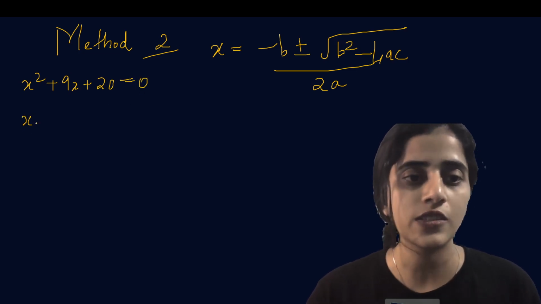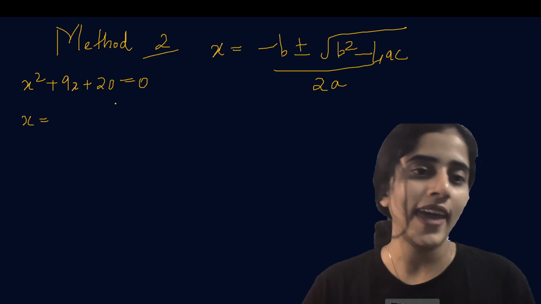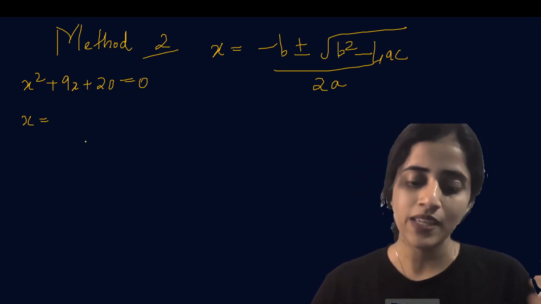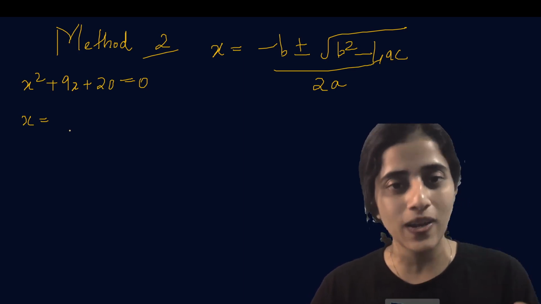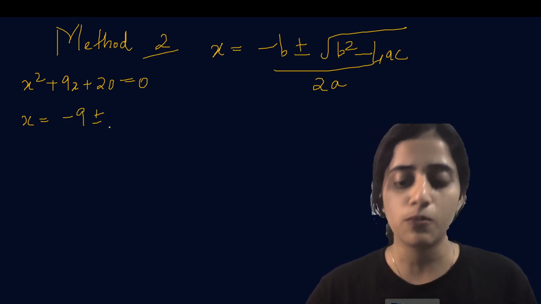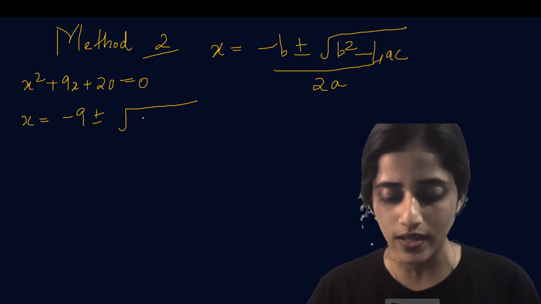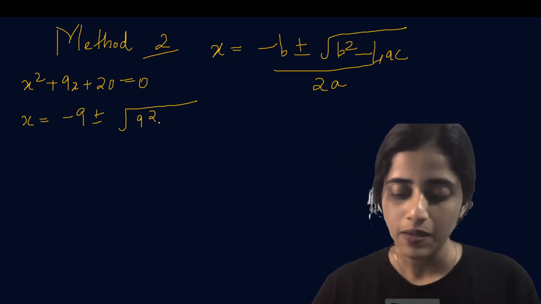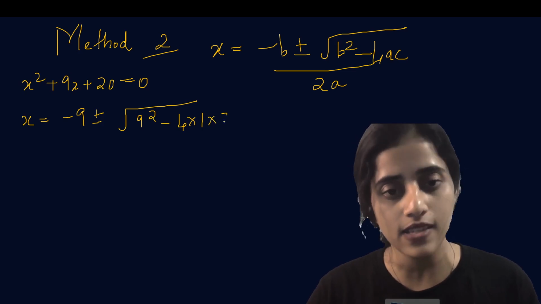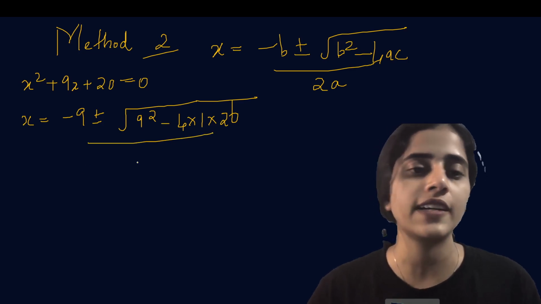So now let's solve it. What will our minus b be? So a is 1, b is 9, c is 20. So x would be equal to minus b, which is minus 9, plus or minus square root of b square, which is 9 square, minus 4 into a, which is 1, into c, which is 20, the whole divided by 2a.